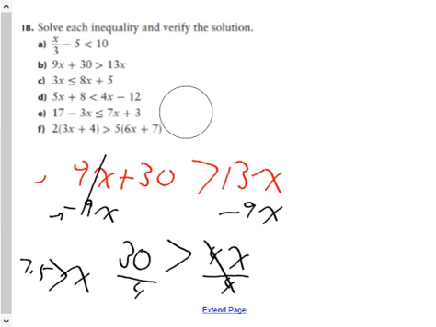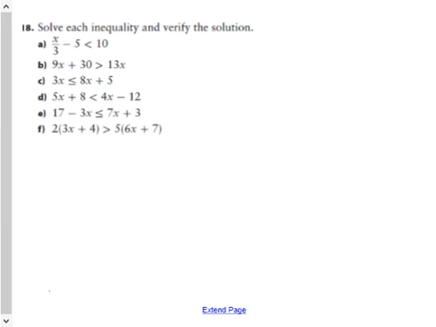In C, same idea, you have variables on both sides. So, sorry.